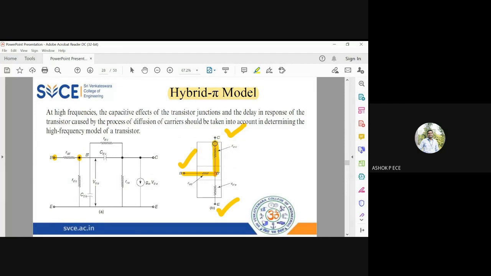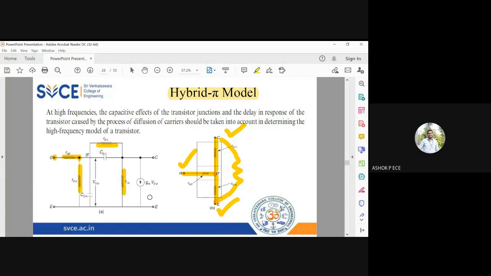Between B dash and C, you have resistance RB dash C. Between B dash and E, you have a resistance RB dash E. And between collector and emitter, you have a resistance RCE. So therefore, resistance will be there in your hybrid pi model. See here, 1, 2, 3, 4.